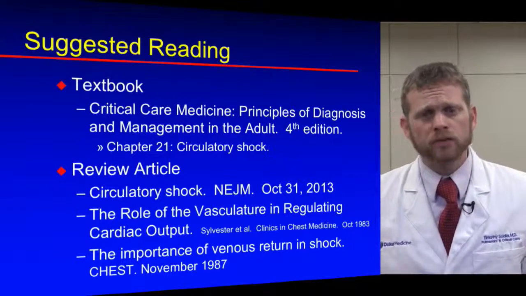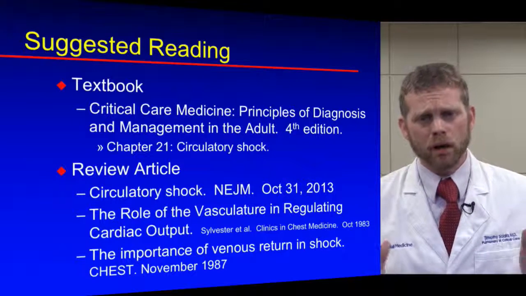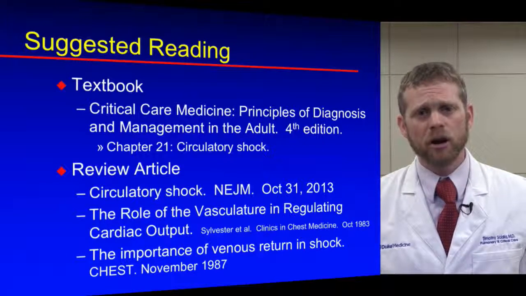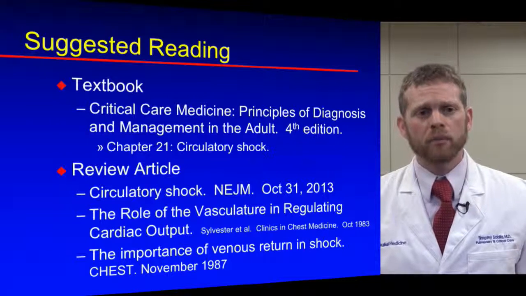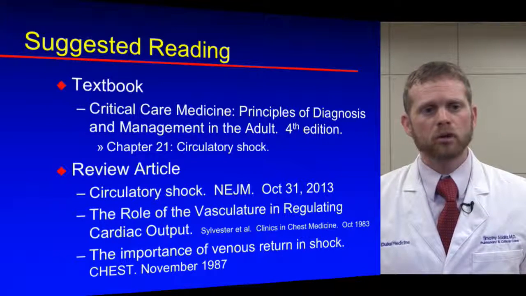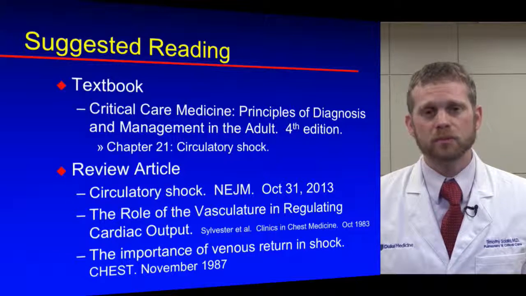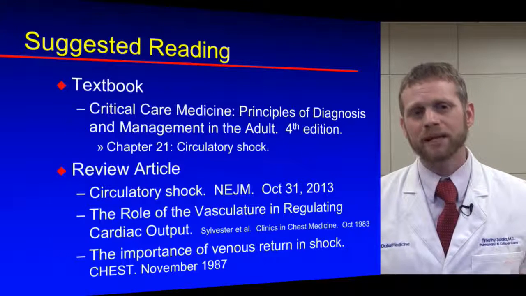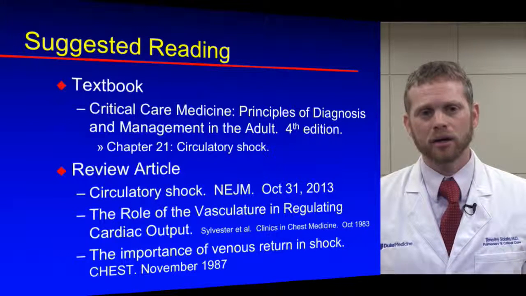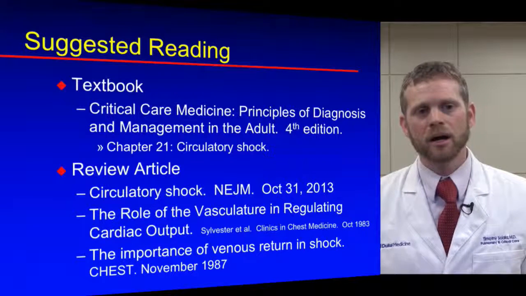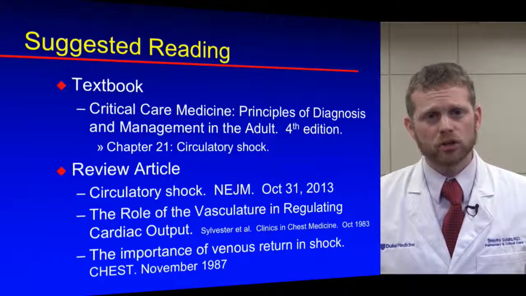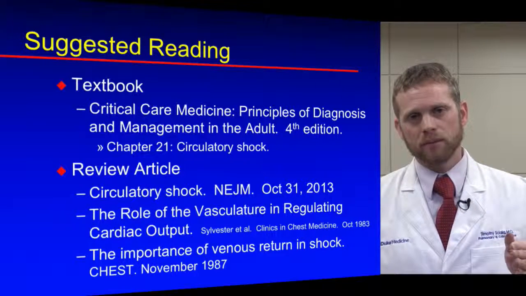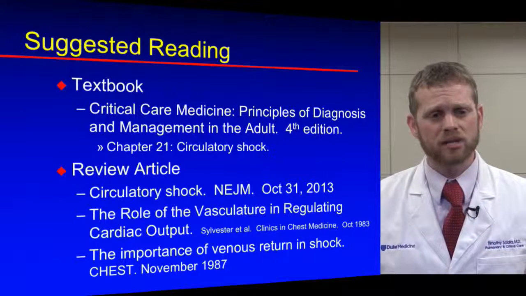Just so you know, as far as the way I have created the content for this lecture, all of the content and the images from that content are derived from the book chapter from Critical Care Medicine, Principles of Diagnosis and Management in the Adult. That book chapter is available through Clinical Key, so you can get the PDF from Clinical Key through the Duke website at the library. Also, there's an excellent review article on circulatory shock from the New England Journal in 2013 that I also used heavily to make this talk.